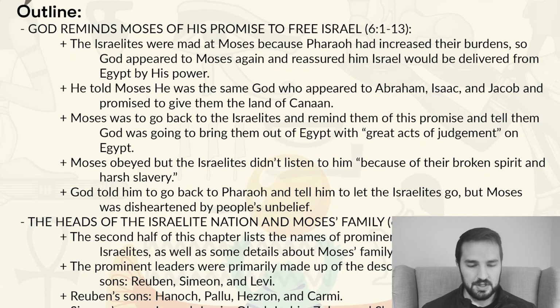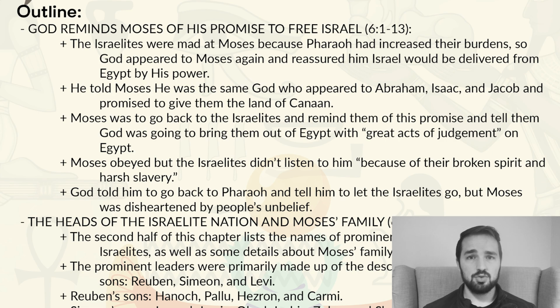Verses 1 through 13, God reminds Moses of his promise to free Israel. Moses needed a little bit of a reminder because if you remember at the end of chapter 5, Moses went to Pharaoh, told Pharaoh God's commands, and Pharaoh basically laughed at him and sent him away. Not only that, but he increased the burden on the Israelites. He took away their straw, and yet he required them to make the same amount of bricks every day. So the Israelites were disheartened. They were even mad at Moses and Aaron.